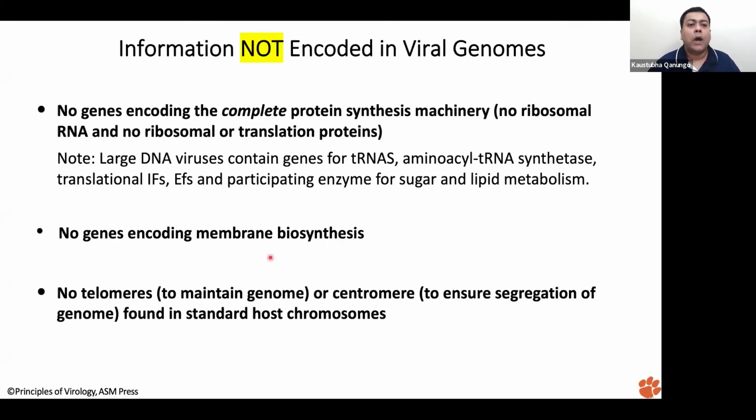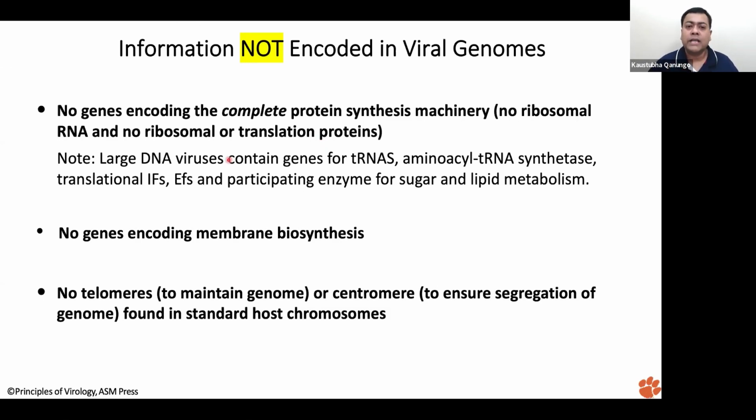All right, so what information is not encoded in the viral genome? Very important that no genes encoding the complete protein synthesis machinery is found. There is no ribosomal RNA or ribosomal or translational proteins. Now, you have to be careful with what we mean by no ribosomal RNA or ribosomal or translational protein: this means the structural component of the translational machinery.